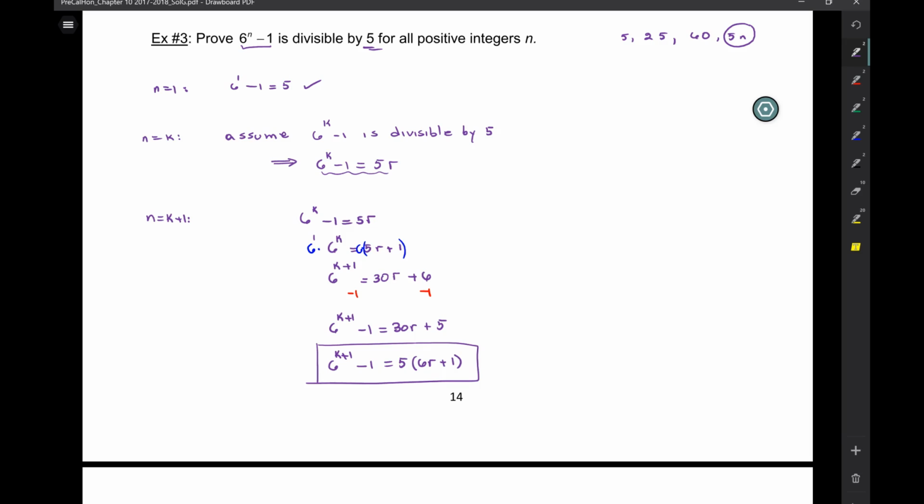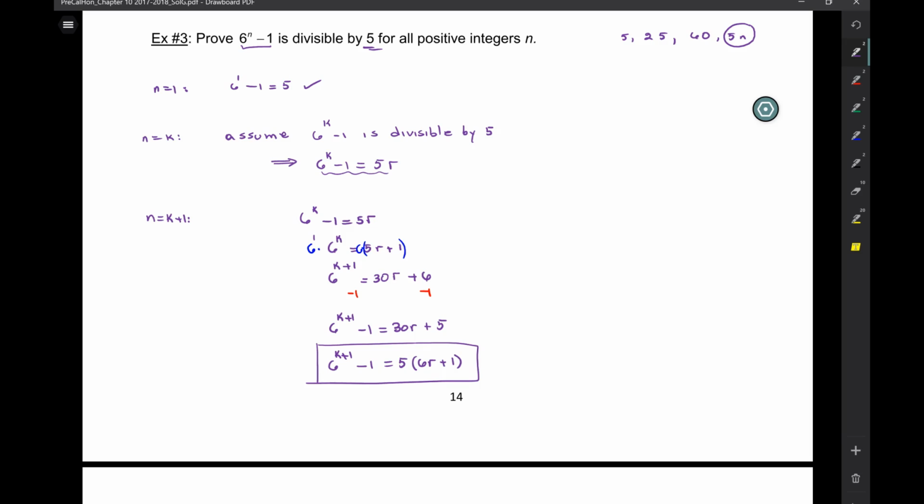Now let's see if it's true for 6 to the k plus 1. Well, in order to do that, I just take this and I rewrite it as 6 to the k equals 5r plus 1. Multiply by 6. Subtract 1. So now I started with 6 to the k minus 1, and now I have the k plus 1 term. And look, that's also equal to 5 times something. So yes, this is true.